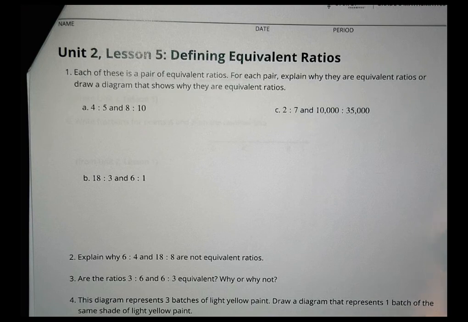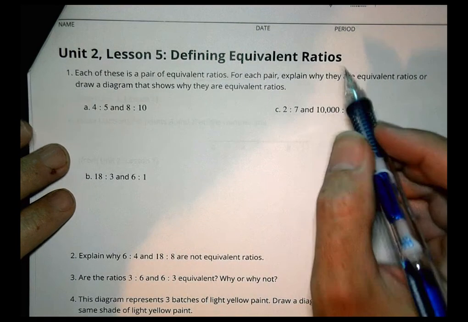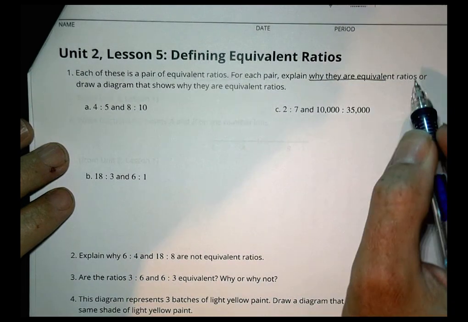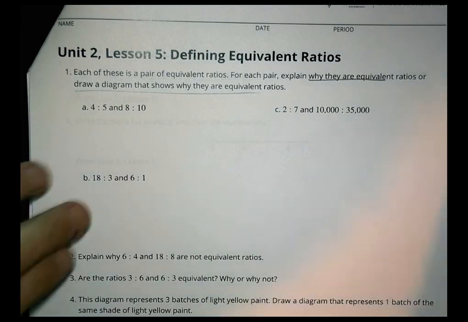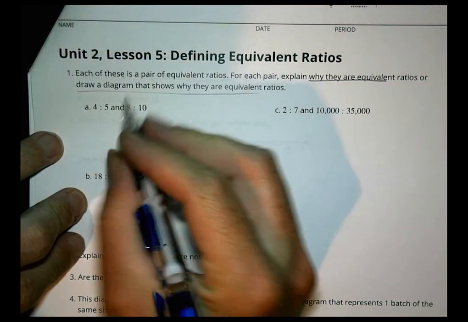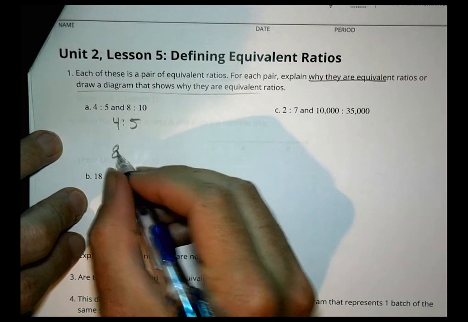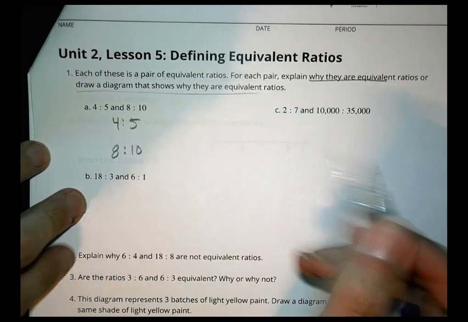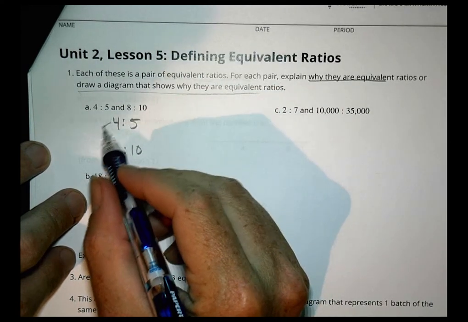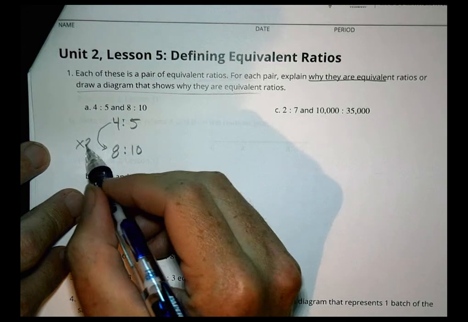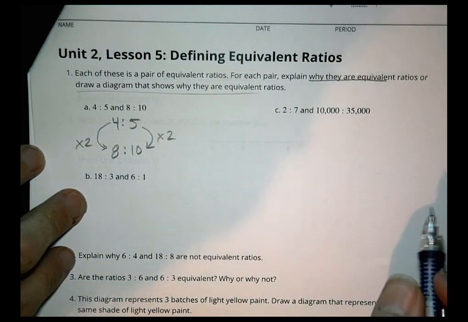All right, homework time. Each of these is a pair of equivalent ratios. For each pair, explain why they are equivalent ratios, or draw diagrams to show they are equivalent. All right, so let's explain or show why. Why is 4 to 5 equivalent to 8 to 10? Okay, so again, you could draw a diagram, or you could simply recognize that to go from 4 to 8, I'm multiplying by 2, and I multiply 5 times 2, and I also get to 10.